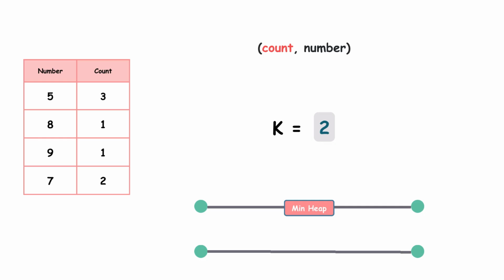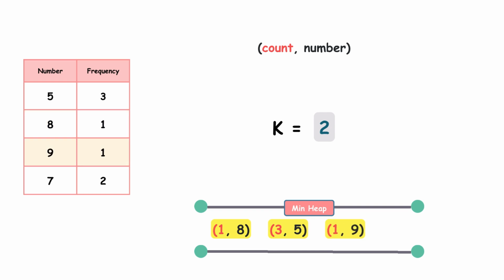Alright, so let's walk through how we build our heap using this count hash map. First, we push the tuple 3 and 5. So count first and then the number. Next comes the tuple 1 and 8. Now that we are using a min heap, the element with the smallest count stays at the top, so 8 bubbles up. Then we push the tuple 1 and 9.